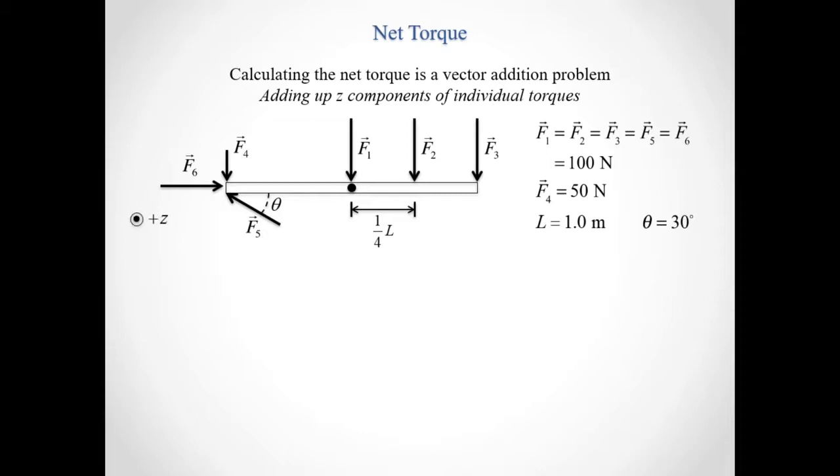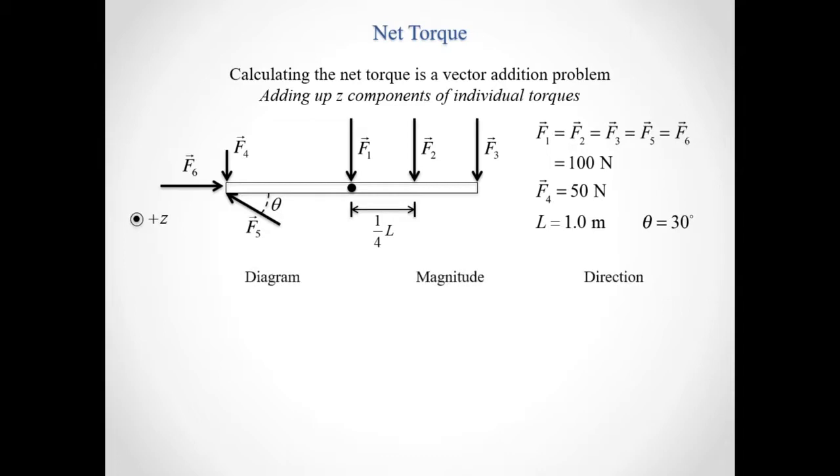So to start with, we need to pick a coordinate system. Just like with any vector addition problem, I need to know what my coordinate system is so I can correctly calculate the components, so I can add those components up in my component equation. Let's let positive z point out of the page here.